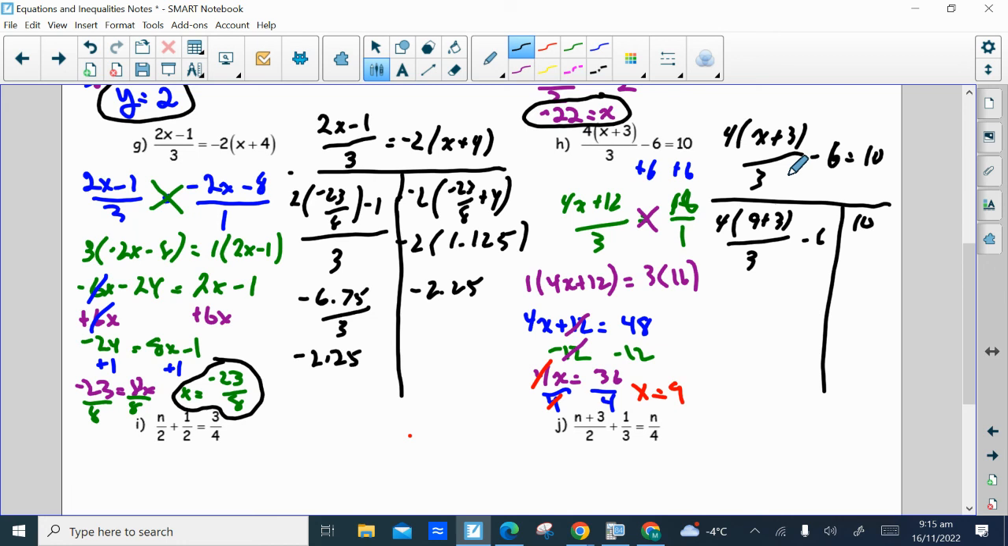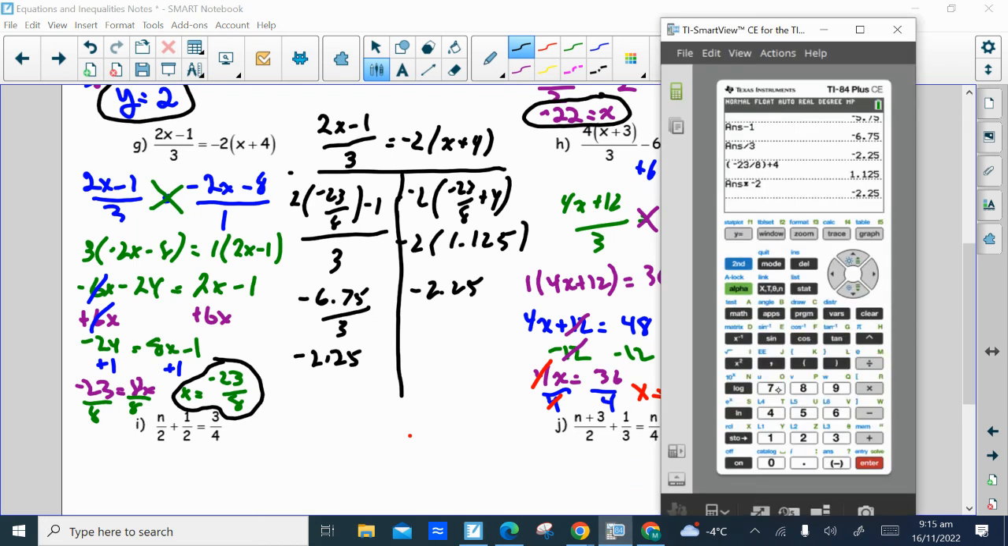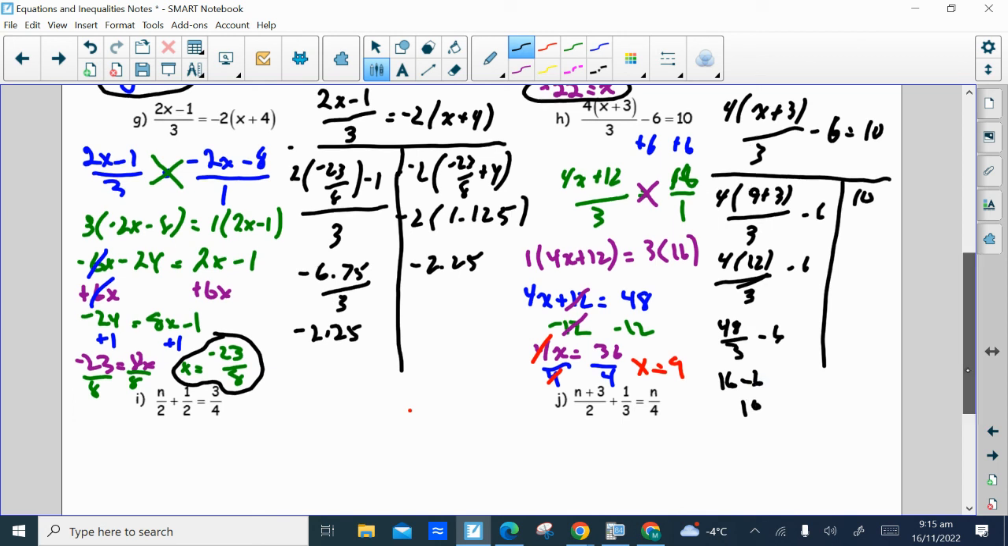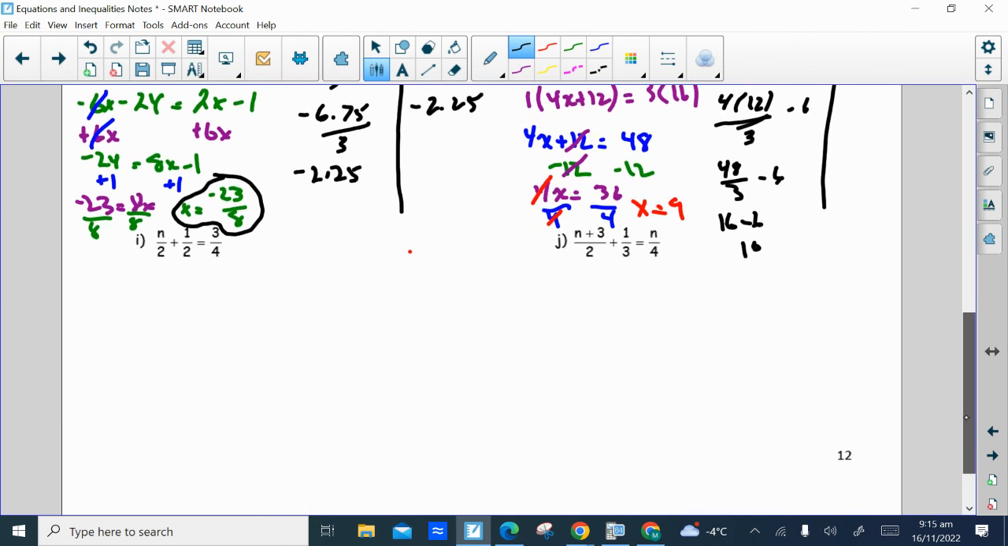So inside the bracket here, 9 plus 3 is 12. Four times 12 is 48. 48 divided by 3, I think, is 16. Yep. And 16 take away 6 is 10. So it checks. It checks. Our answer is correct. We just showed that it is.